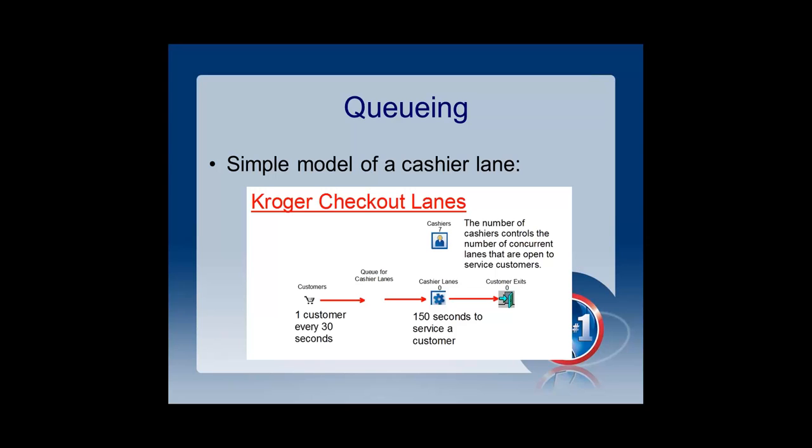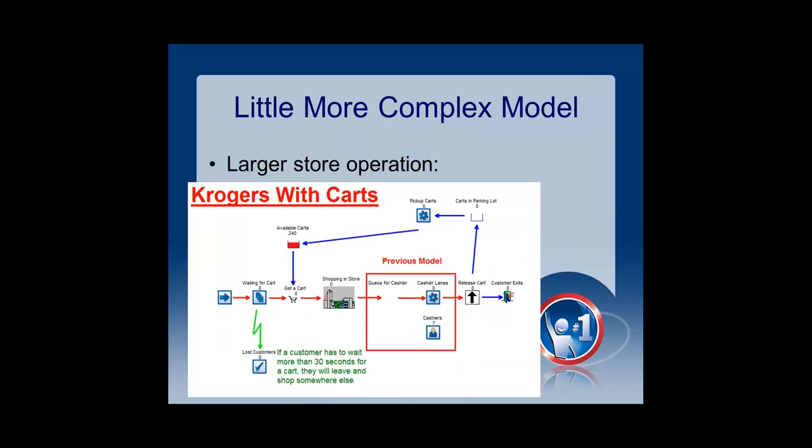You can make the model a little bit more complex. Here I just showed a larger part of the store operation. Here in the little red box is what I had on the previous one, and now this one says, hey, I'm going to make 240 carts available to the store. Customers will come in. Hopefully there's a cart available. The simulation says, hey, if somebody's had to wait more than 30 seconds for a cart, which says there wasn't one there, they may go shop someplace else.